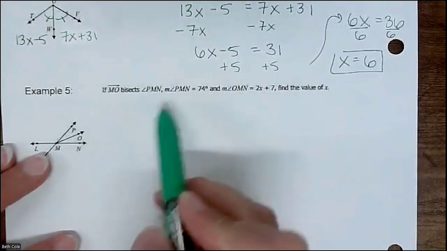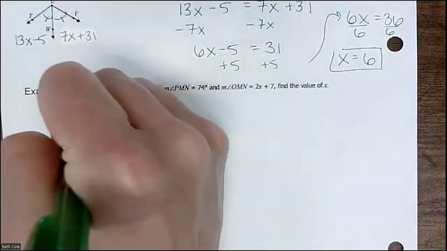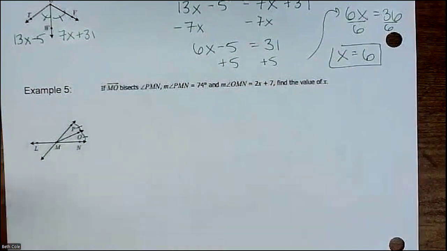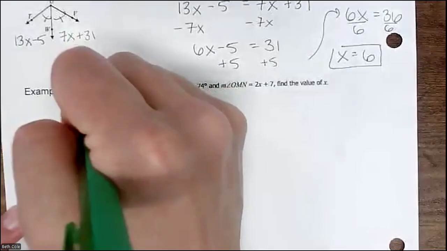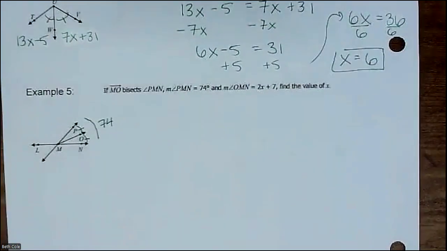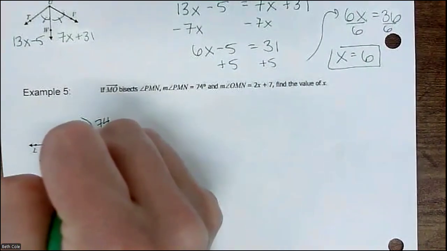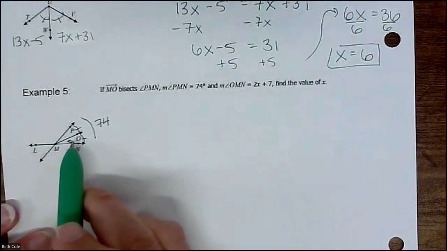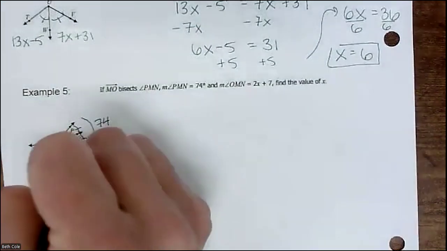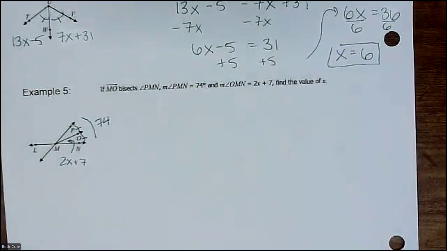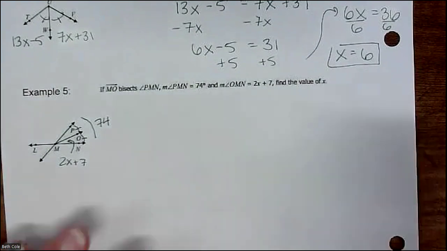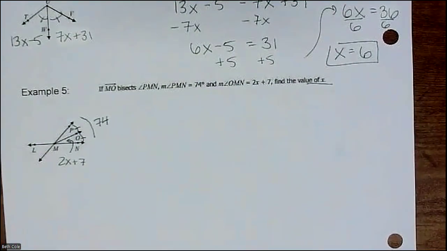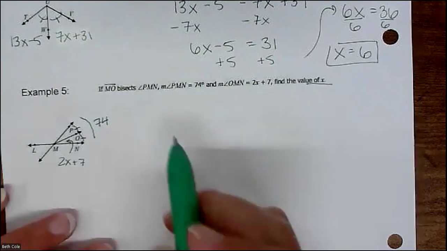MO bisects PMN. Okay, so that means these two are congruent. Bisects means it cuts it exactly in half. I will attempt to label these correctly this time. All right, PMN, which is that whole thing, that's 74. OMN, which is this little piece in here, please don't talk over me. I don't have room to fit it in there, so I'm going to draw a little arrow, is 2x plus 7. Find the value of x, which is good because once we find x, we'll be done. We don't have to plug anything back in. All right, can anyone set up a problem?